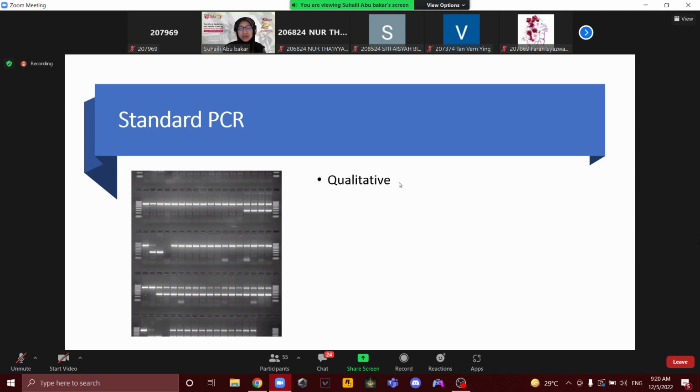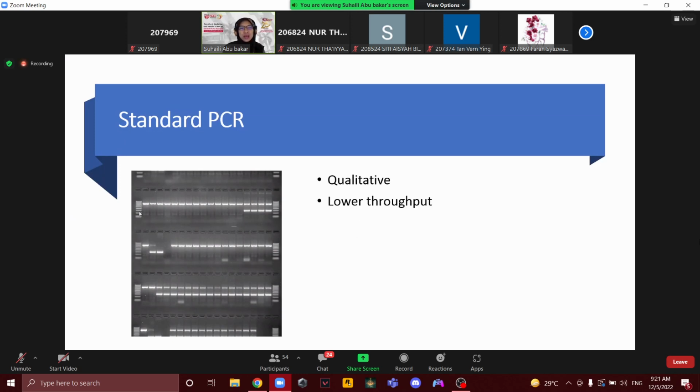Okay, it's qualitative. We cannot count how many DNA molecules have been amplified. We cannot see that, only the band intensity, right? We don't know how many DNA molecules we have after amplification. So this is qualitative, and it is lower throughput because you cannot quantitate.